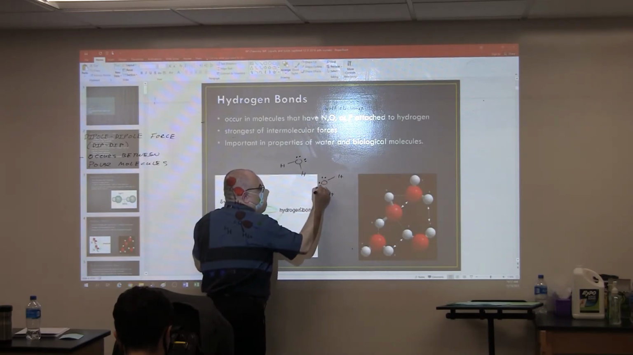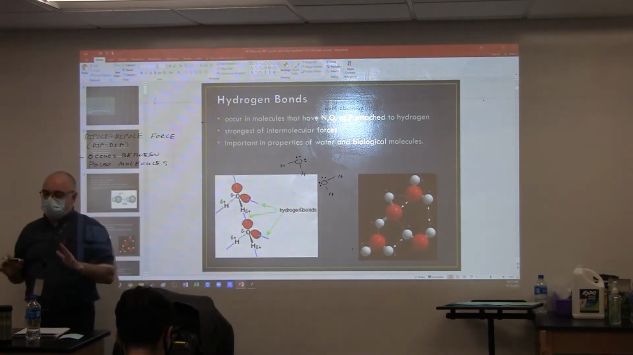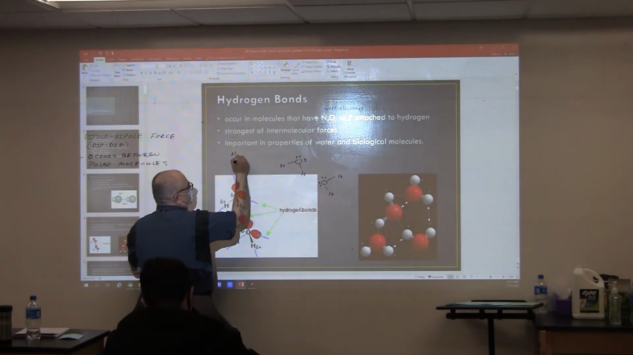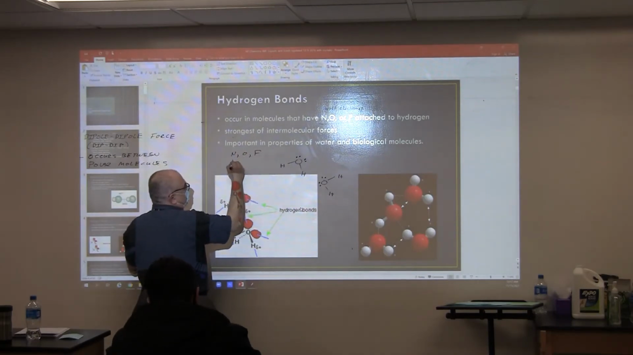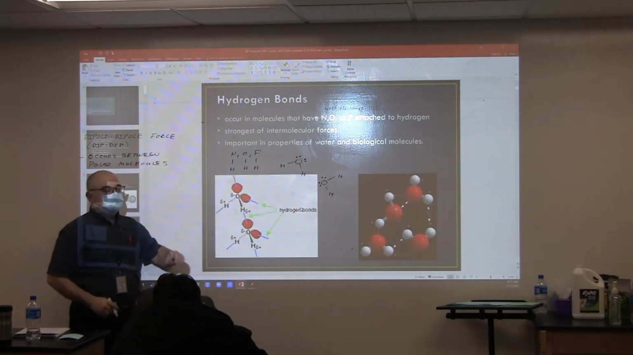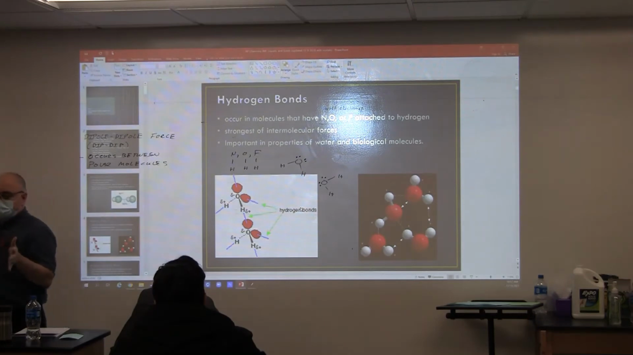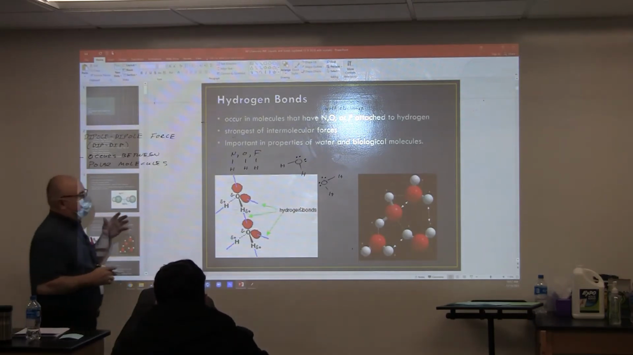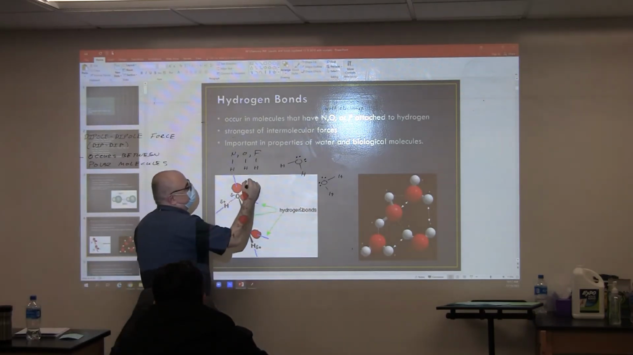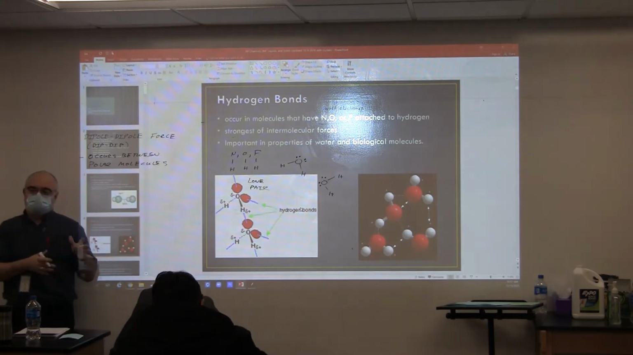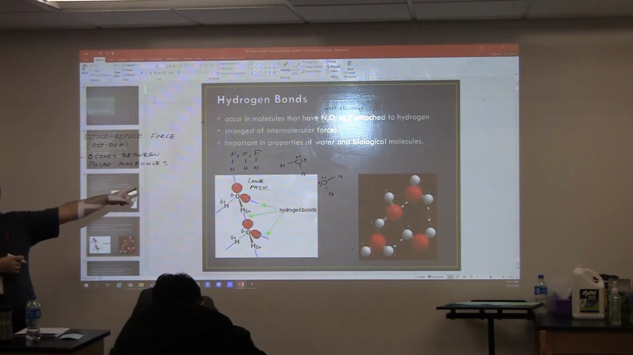Here are the two key factors you need to make a hydrogen bond. You need either N, O, or F directly bonded to a hydrogen atom somewhere in the molecule. Notice water has that. It has oxygen directly bonded to hydrogen. The other thing you need is a lone pair, because it's that lone pair of electrons that the hydrogen on molecule 1 is going to attract to.